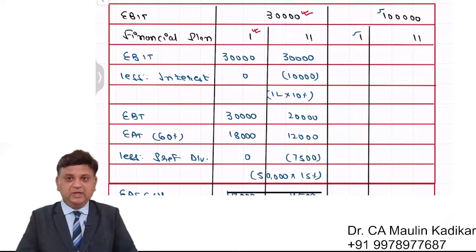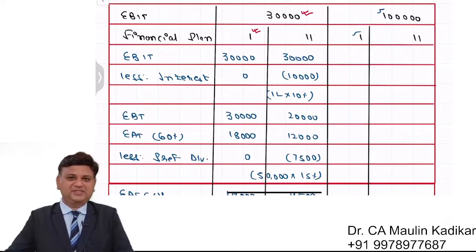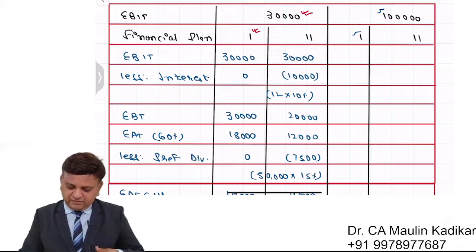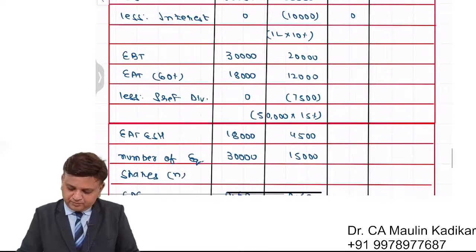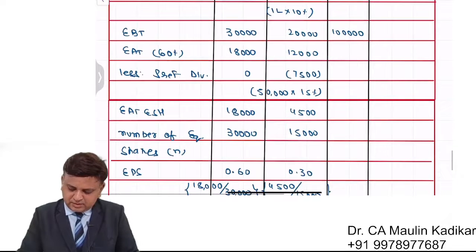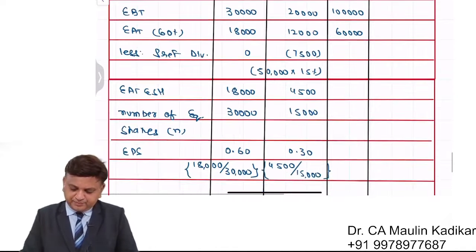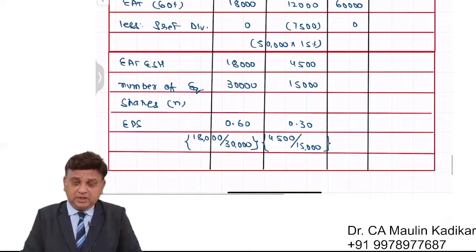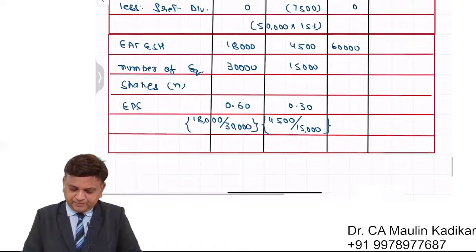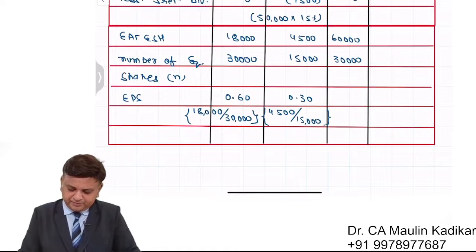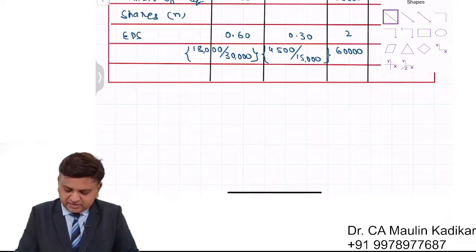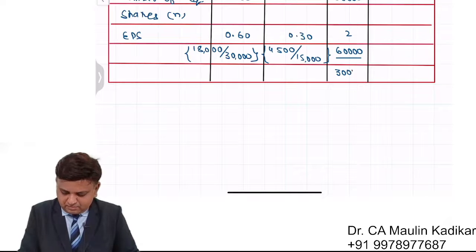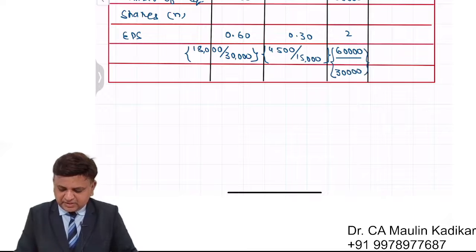For 1 lakh and first financial plan, please put your answer in the chat box. So again we will have working like this. This is 1 lakh rupee. Amount of the interest is 0. EBT is 1 lakh. EAT is 60,000. Amount of the preference dividend is 0. Earning available to equity shareholders 60,000. Number of equity shares are 30,000. And EPS is 2. That is 60,000 rupees divided by 30,000 shares. This is the way the answer is found.